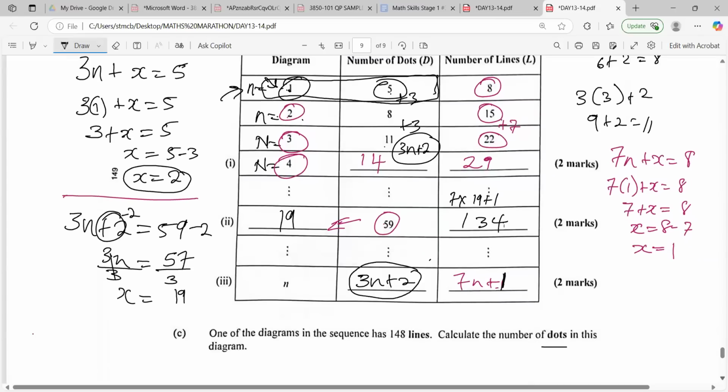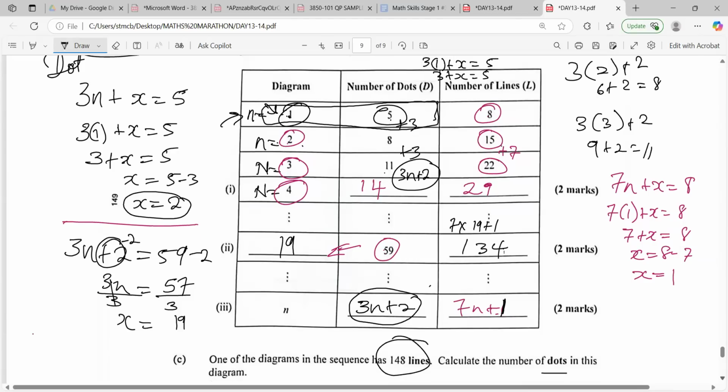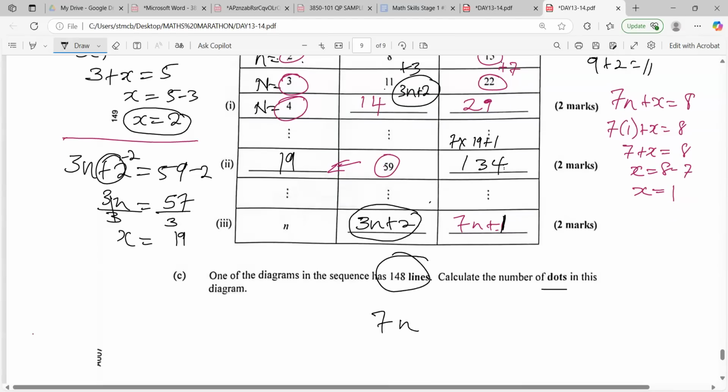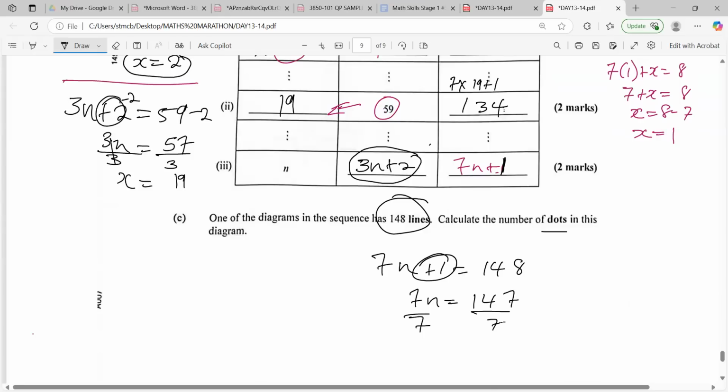Alright, the final one. One of the diagrams in the sequence has 148 lines. Calculate the number of dots in this diagram. Alright, so if the lines are 148, that means we can actually find 7n plus 1 equals 148. So 7n equals, that will be minus 1, 147. So now we divide by 7. That will go to 21.